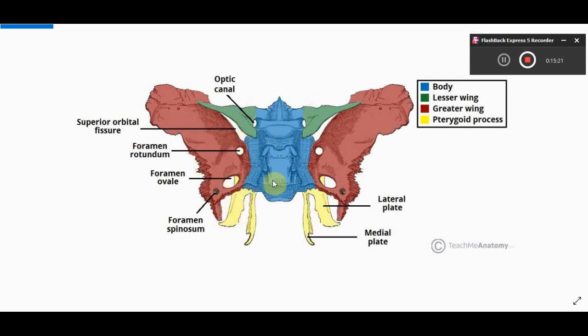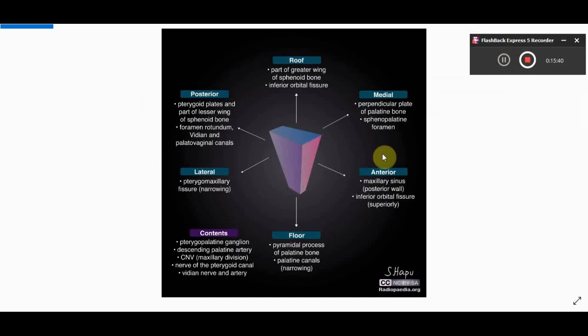So I'm hoping this makes more sense now, because over here we have the root of the pterygoid process, and this is the adjoining part of the greater wing. The foramen rotundum is a communication in the posterior boundary of the pterygopalatine fossa, by which the fossa is able to communicate with the middle cranial cavity. In this image again we can see this is the roof, and that is formed primarily by the body of the sphenoid, right?